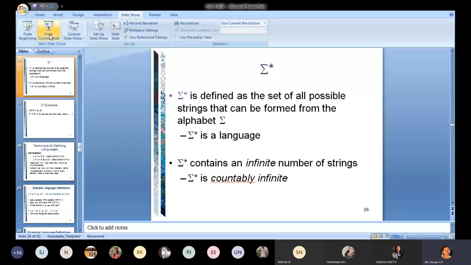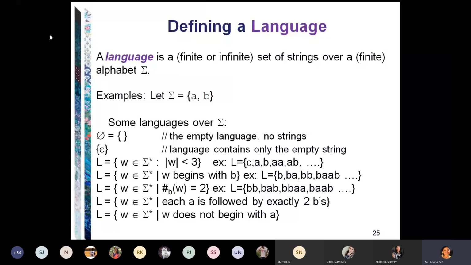Then if we have A and B in the alphabet set sigma, then some languages over sigma are phi, which is used to denote the empty language. This is a special case. The phi symbol is used to denote the empty language, meaning there are no strings. Then sigma, not sigma, this is epsilon. Epsilon is the language which contains only the empty string. These two are different. Students, please note, this is the empty language, nothing is there, but this contains one symbol, that is epsilon. The language consisting of epsilon.